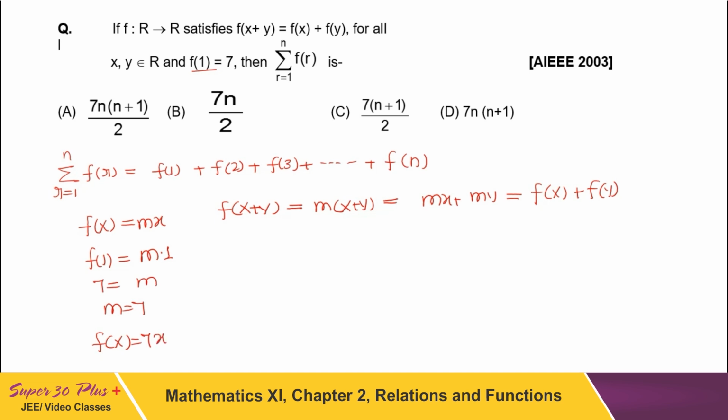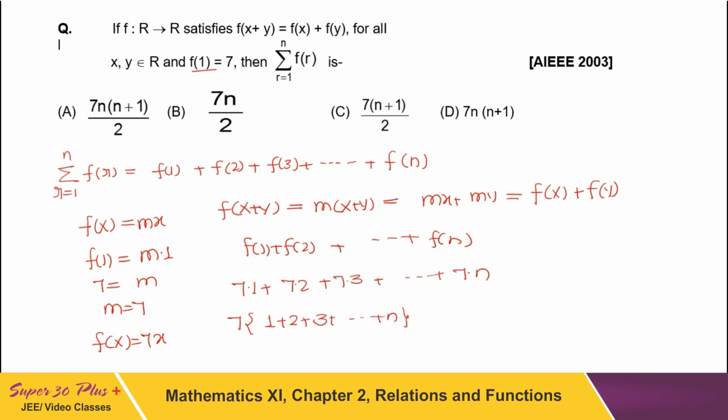Now we have to add f(1) plus f(2) and so on up to f(n). What is f(1)? 7 into 1. What is f(2)? 7 into 2. f(3) is 7 into 3 and so on. What is f(n)? 7 into n. 7 is a common factor and it is 1 plus 2 plus 3 up to n. This is the sigma n. It can be written as 7 into sigma n. The value of sigma n is n into n plus 1 by 2. The answer of this question is option A.